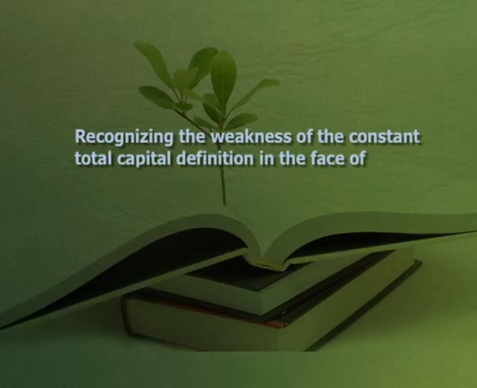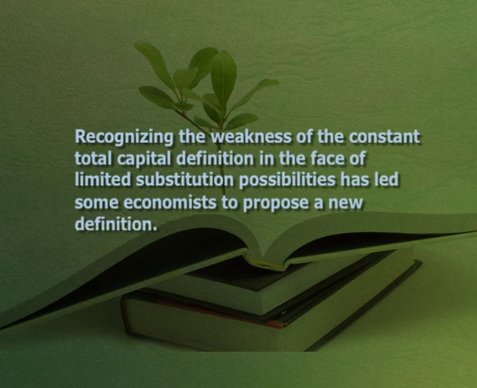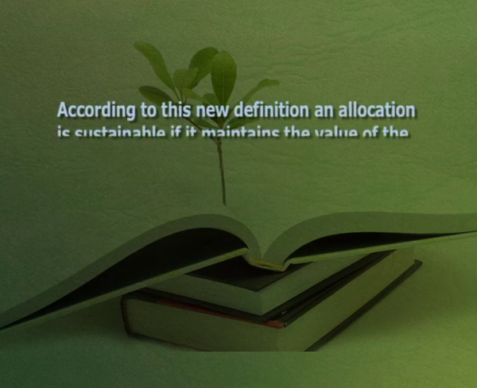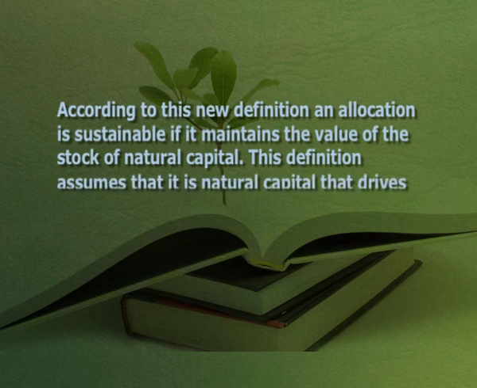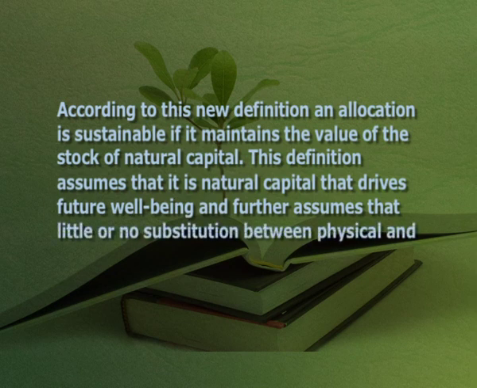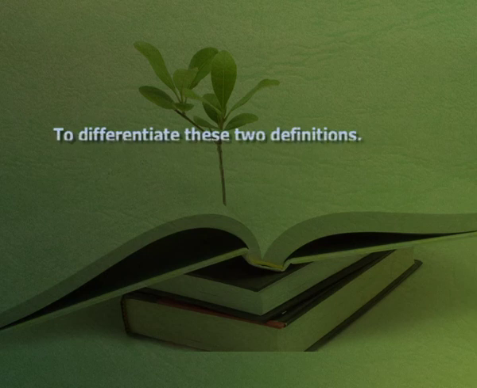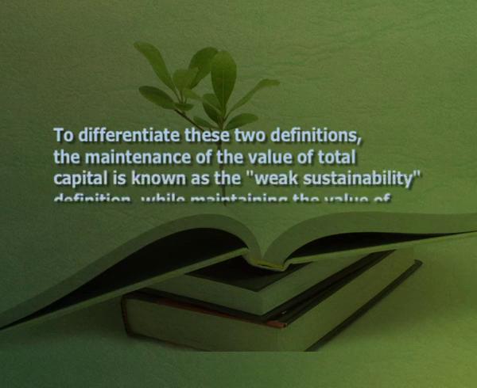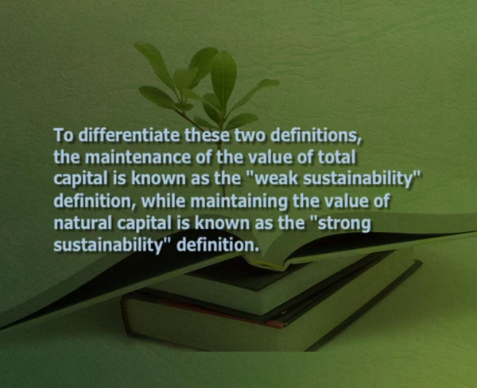Recognizing the weakness of the constant total capital definition in the face of limited substitution possibilities has led some economists to propose a new definition. According to this new definition, an allocation is sustainable if it maintains the value of the stock of natural capital. This definition assumes that it is natural capital that drives future well-being and further assumes that little or no substitution between physical and natural capital is possible. To differentiate these two definitions, the maintenance of the value of total capital is known as the weak sustainability definition, while maintaining the value of natural capital is known as the strong sustainability definition.